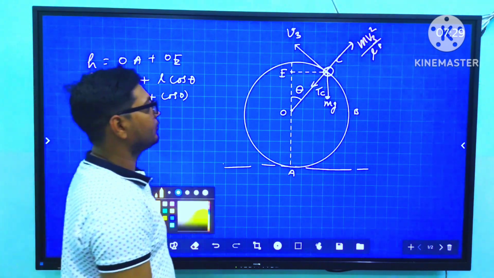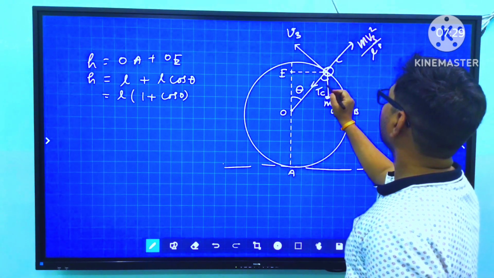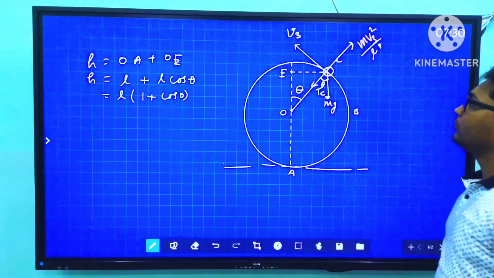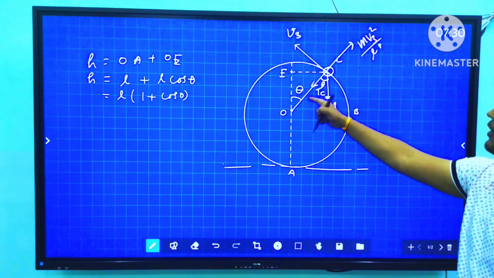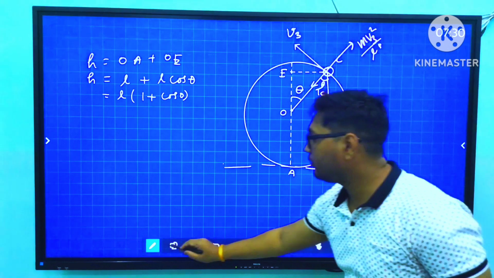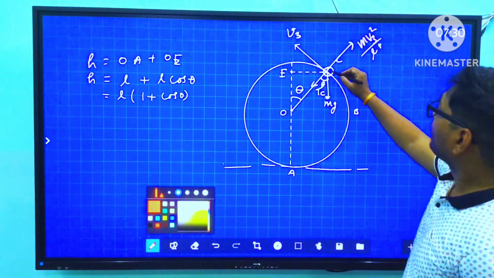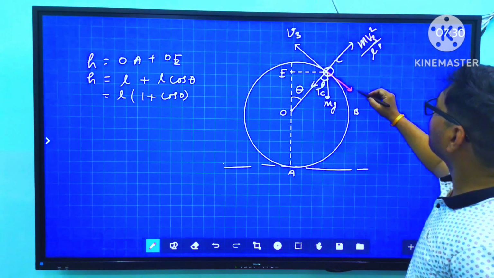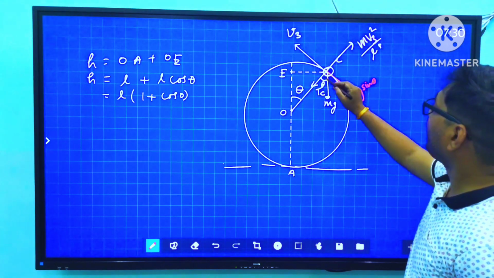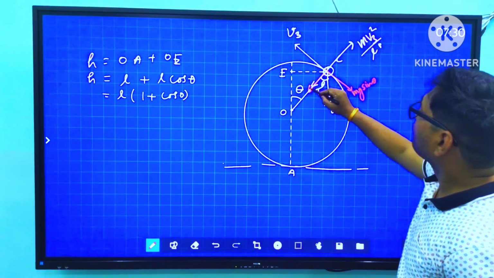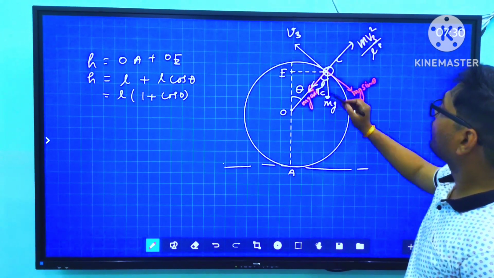That will be downward direction. By geometry, this angle will be theta. Now, I will resolve the weight mg along the radial direction and tangential direction. Then I will get the component of mg in this direction will be mg sin theta, and along the string it will be mg cos theta.